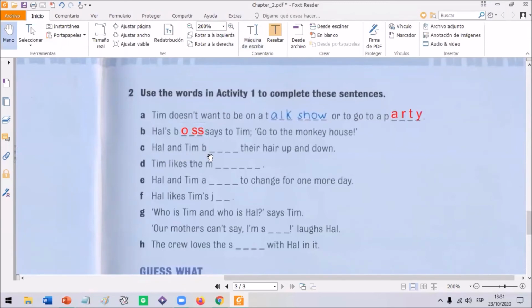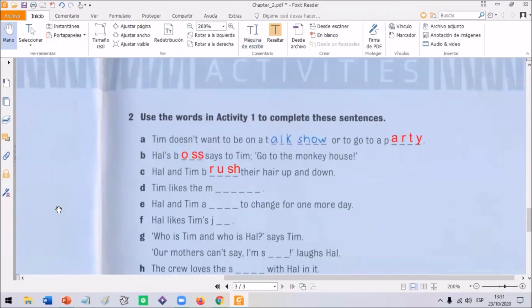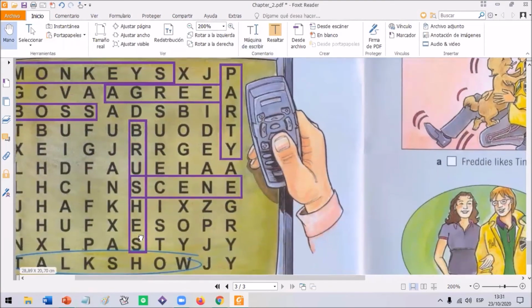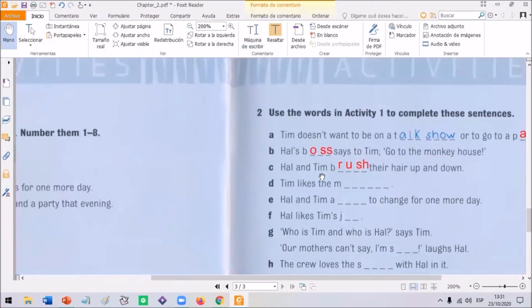Hal and Tim their hair up and down. So what do they do with their hair? Do you remember? Yes, excellent. They brush their hair. Very good. ¿Saben qué estaba viendo yo? Antes marqué brushes with ES, but here we don't need the ES. We use brush because we are not talking about one person. We are talking about Hal and Tim. They brush their hair up and down.